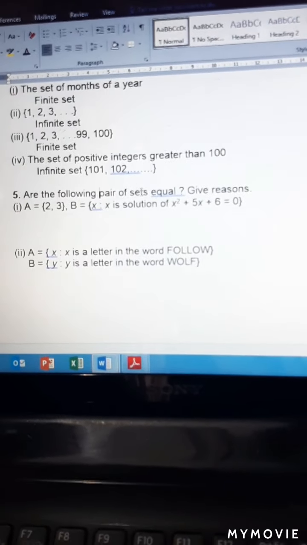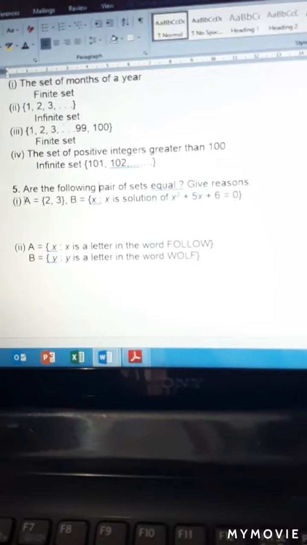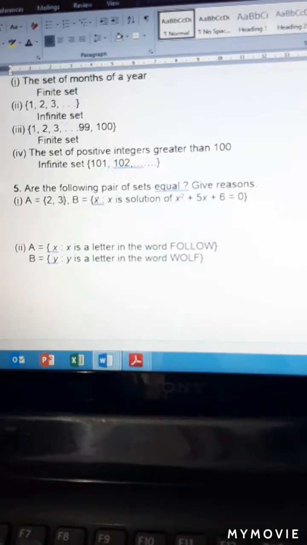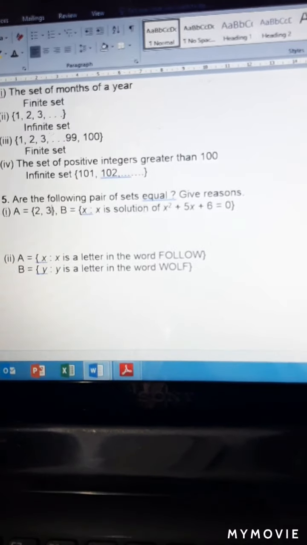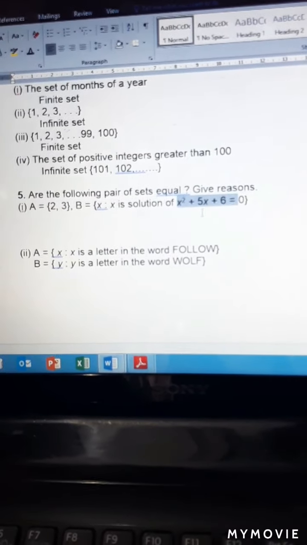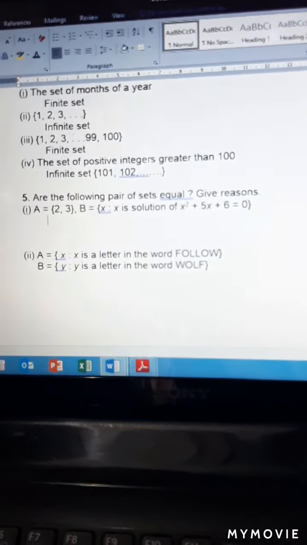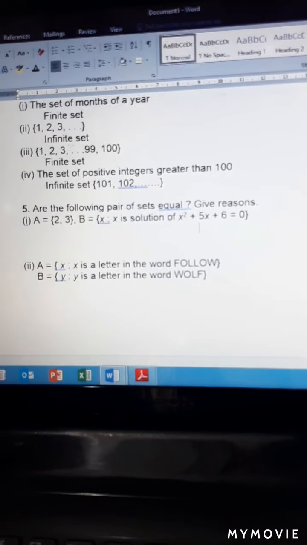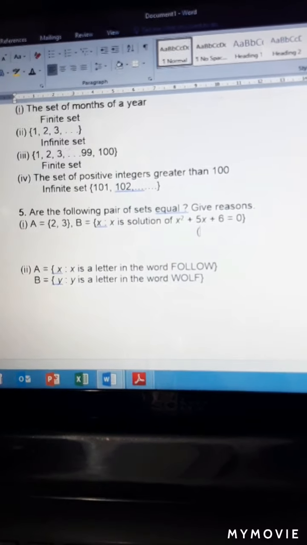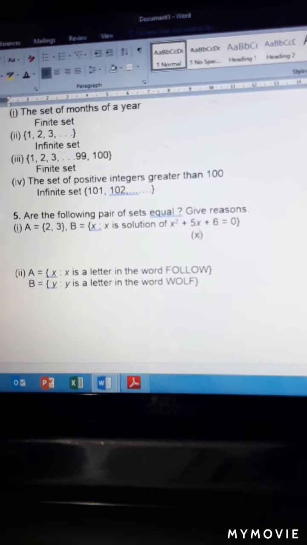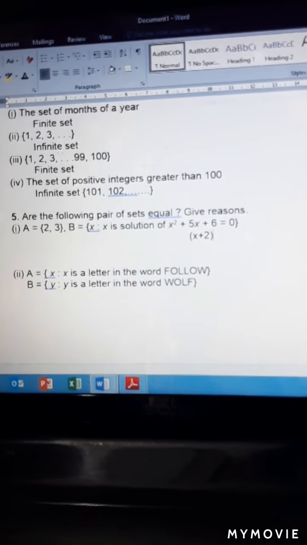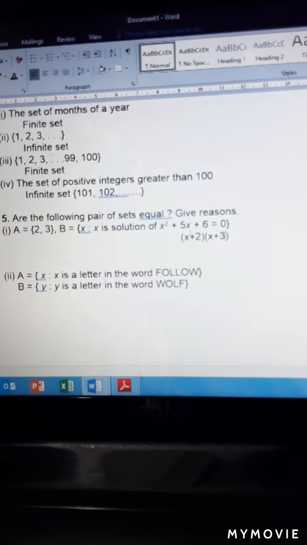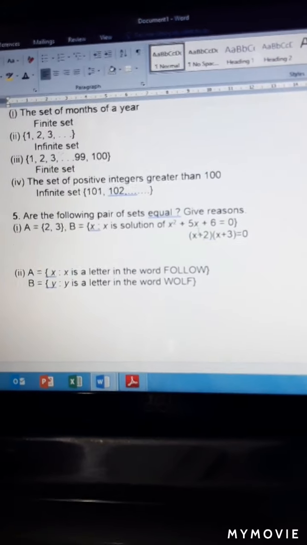Are the following pairs of sets equal? That's a question. Now here set A is 2, 3. The other set B is x, where x is a solution of this quadratic equation. So you can factorize this quadratic equation and you will see that the factors are (x + 2)(x + 3), that you know from 10th standard, equals 0.